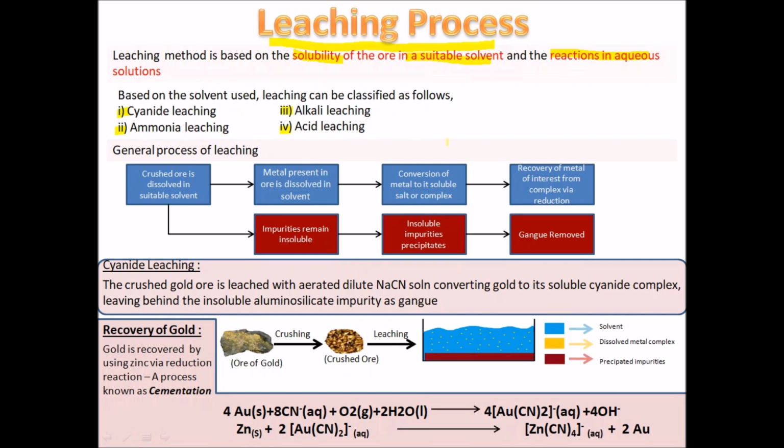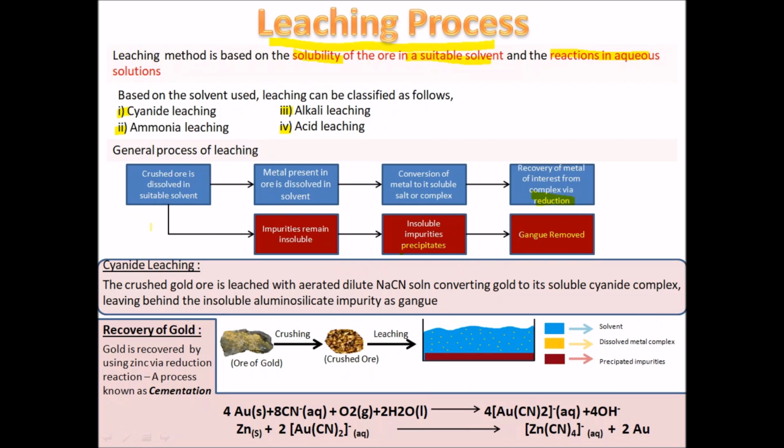The general process that goes on in leaching will be, first, the crushed ore is dissolved in a suitable solvent. The metals which are present in the ore dissolve into the solvent. The metal gets converted into its soluble salt or complex form, and it can be recovered by reduction. The impurities which are present, being insoluble, get precipitated and form the gangue. Now let's go into what is cyanide leaching.